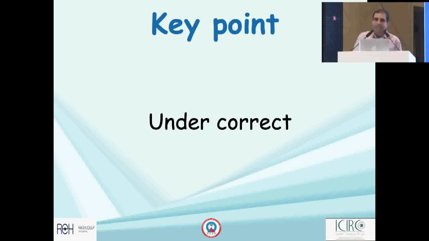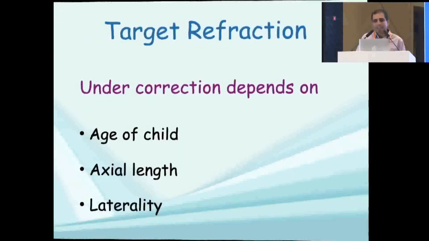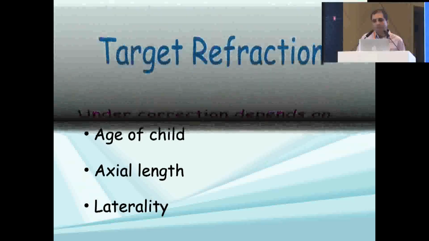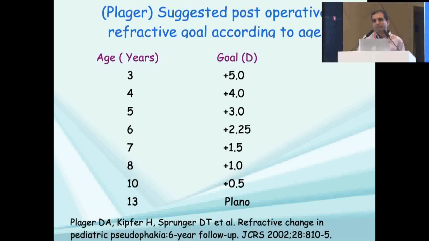So the key consensus that all pediatric surgeons follow is to undercorrect the eye depending on the age and the laterality. So it depends on the age of the child and the axial length. Say, for example, if the child is already myopic as of now, keeping in mind his age and what the normal axial length would be, you think differently. And if it's a unilateral cataract, like I said, you need to keep in mind two factors: one is amblyopia and also anisometropia with the other eye.